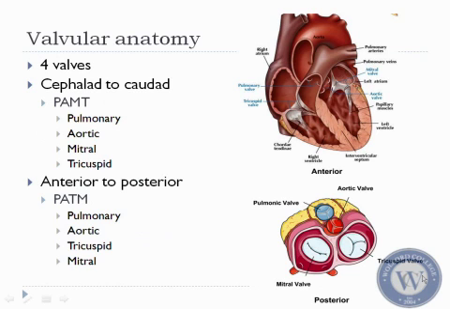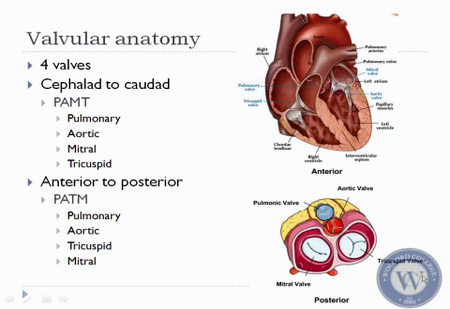Okay? There's only 4 cardiac valves normally. Going from cephalad to caudad, which means from your brain to your legs in that direction. Okay? It's called PAM-T. Pulmonic valve is the most superior. Aortic valve, mitral, and tricuspid. Okay? The one that's most difficult, well, I'll just get into it. Let me just go on to it and I'll explain the other part.